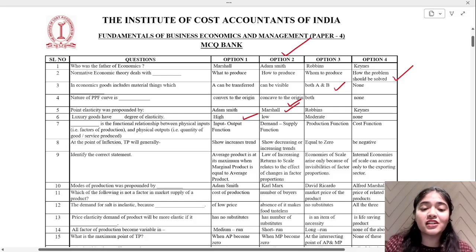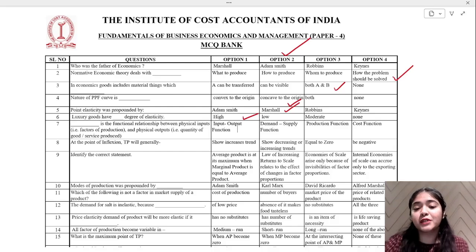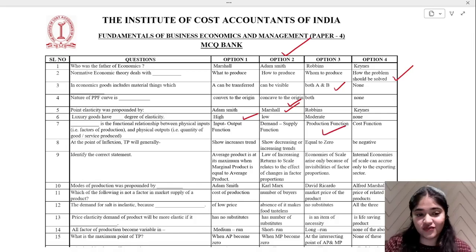Dash is the fundamental relationship between physical inputs, that is factors of production, and physical output. So the goods are going in and coming out. The output is coming out. That is quantity of goods, service produced. So that is what? Input output function, demand supply function, production function, or cost function. Yes, that's correct. That talks about your production function.